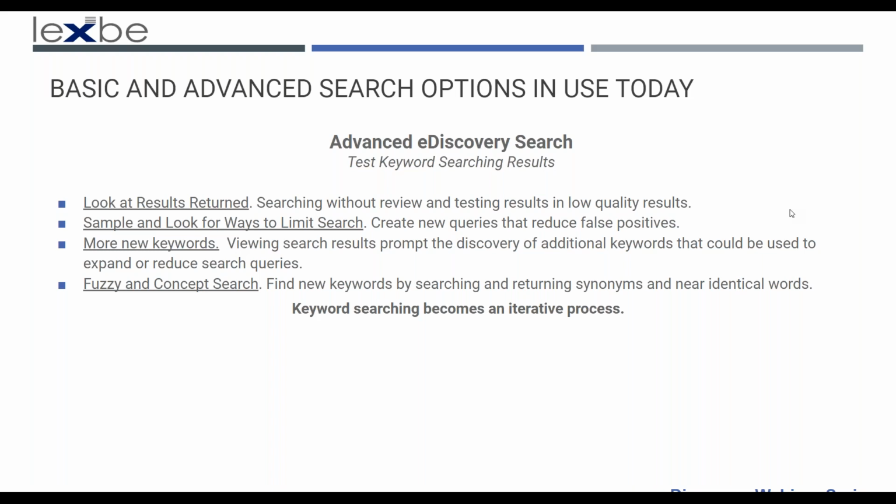So you're going to find out that when you review these documents, there are words that you didn't anticipate being as important as they actually are in your documents. So you're going to want to make sure that you include those and run a search for those additional words as well. And then finally, finding your new keywords when you run a fuzzy and concept search.